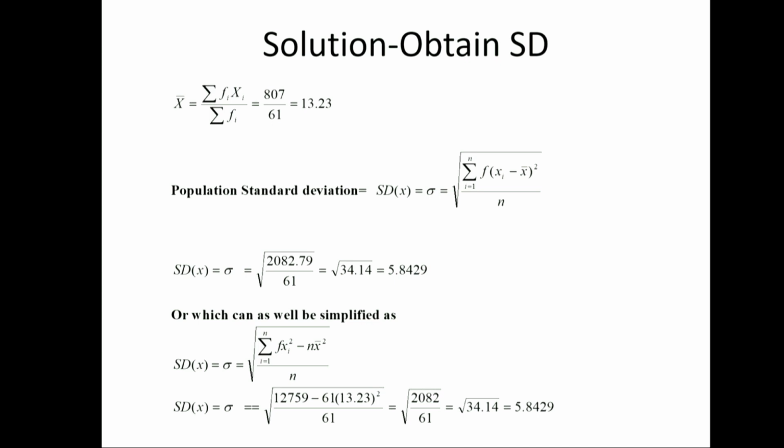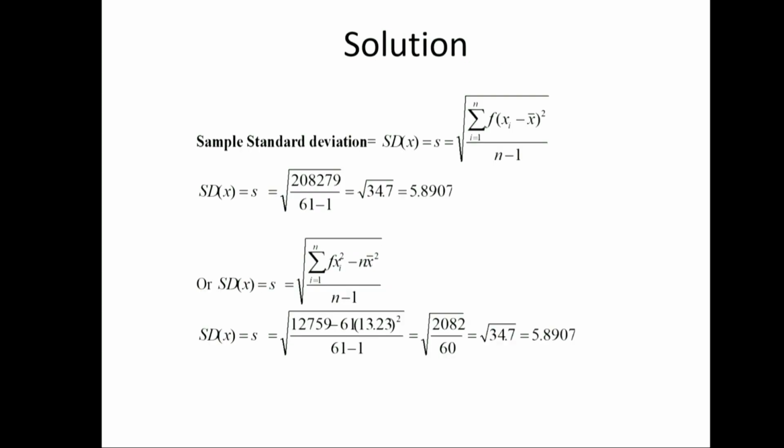If you want to simplify, you can also use the equation form. You are still going to arrive at the same thing. That is for the standard deviation. We have the square root of 12759 minus 61 into 13.23 square, divided by 61. That will give us 2082 divided by 61, square root of everything. That will now be the square root of 34.14. That 34.14 is the variance. Then the square root of it is 5.8429.